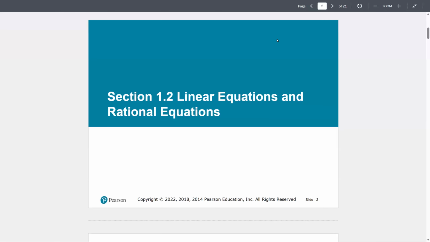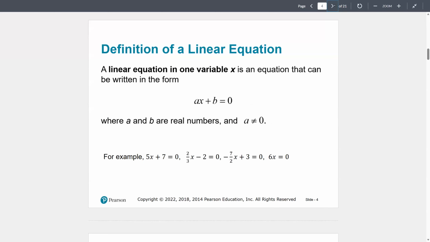Moving on to chapter 1, we're going to cover 1.2, which is going to be linear equations and rational equations. So not expressions anymore, equations. So we're talking about linear equations of one variable.